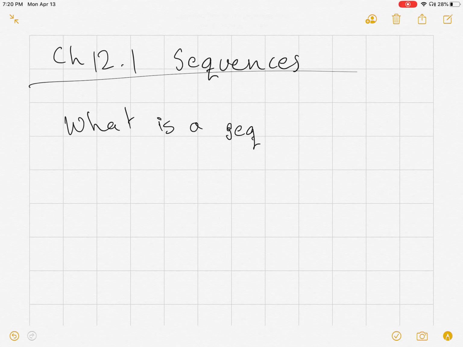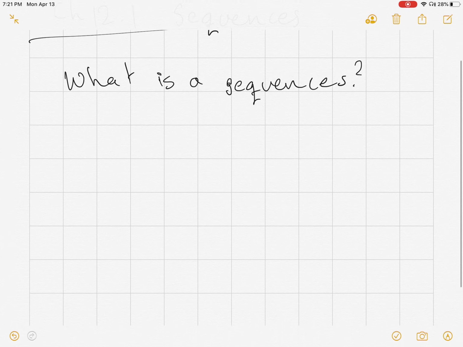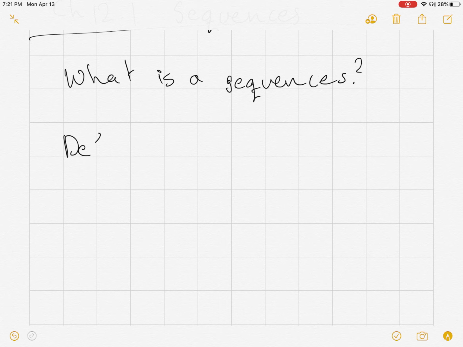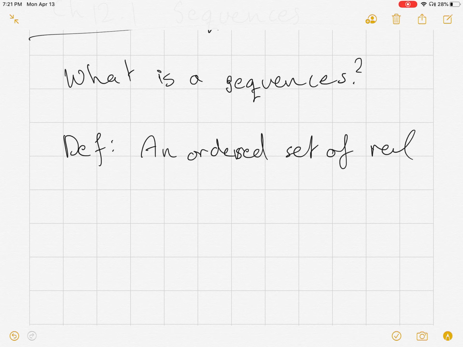So I'm going to give you two definitions, two ways of representing sequences, and then we'll show that they're equivalent. Okay? So our first definition of a sequence is just going to be an ordered set of numbers. And we'll say real numbers here. We're not going to talk about any other numbers in our sequences.